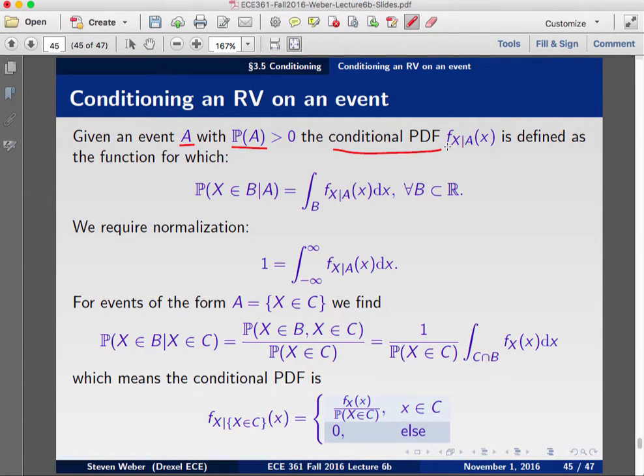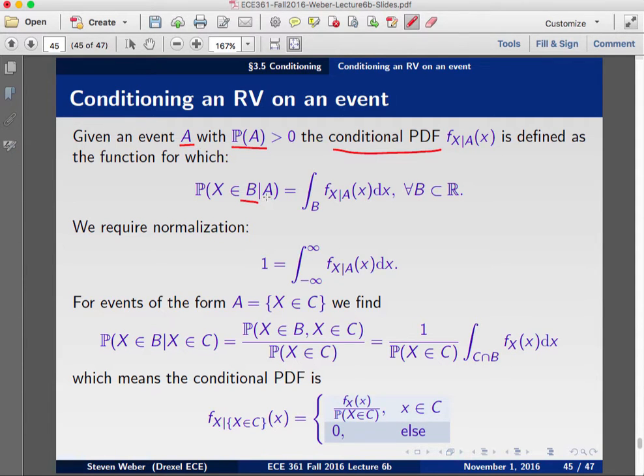This is defined as the function f of x given A with the following property: for any subset B of the reals, the probability that x is in B, given knowledge that the event A is true, can be computed by integrating over all possible values x in B of this function f of x given A. Of course, this conditional PDF must be a valid PDF: it must be non-negative, and it must be normalized. Normalization in this context means if I set B equal to the entire real line, then I'm integrating from negative infinity to positive infinity, and this conditional PDF must integrate to 1.